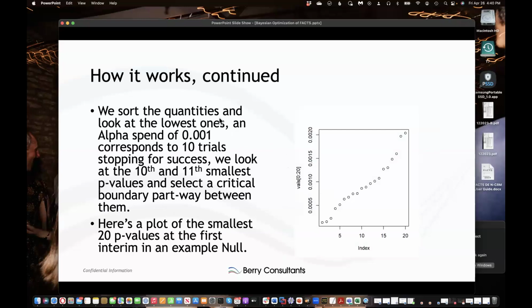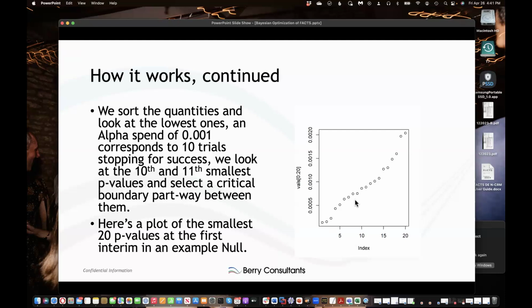And then we sort the p-values at the first interim, and we say, well, if we have an alpha spend of 0.001 and we're looking at 10,000 simulations, that would be the equivalent of allowing 10 of these simulations to stop for success. So we look at the 10th and 11th smallest p-values at that interim. We select a critical boundary partway between them, and that's going to be our critical boundary.